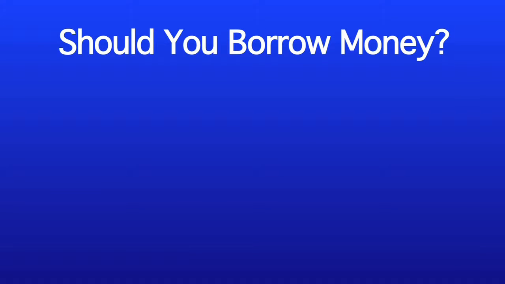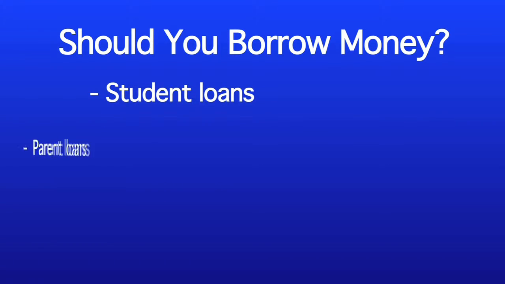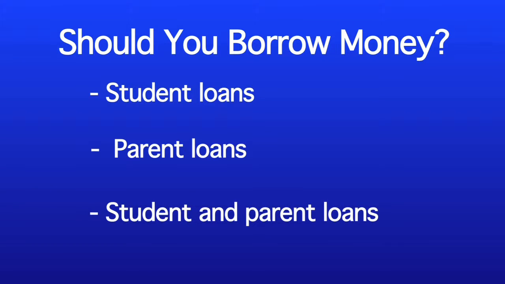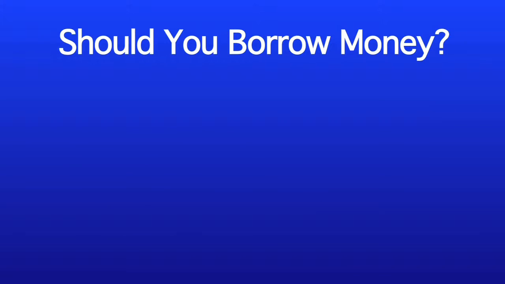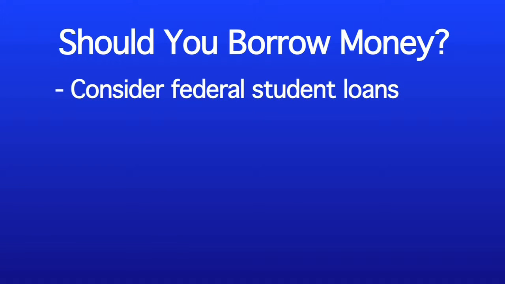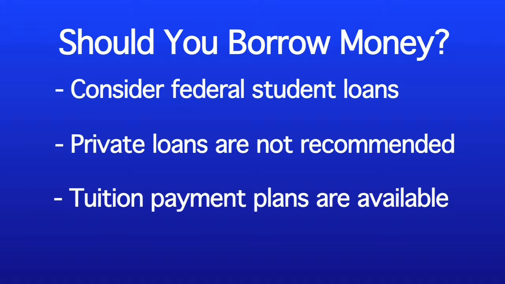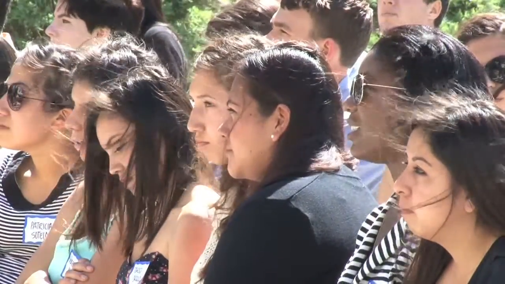Now, this is also the time to consider if you will need to borrow money through student loans or parent loans, or both. And think about what is a prudent and reasonable amount to borrow for you or your family. First, consider federal student loans. Private bank loans should be your last option due to higher interest rates and less flexible repayment options. For these reasons, we really don't recommend that you take out private loans. Also, be aware that many colleges offer tuition payment plans that allow you to make monthly payments, which can be more workable for some families. You can inquire at the college financial aid office to see if this option is available.